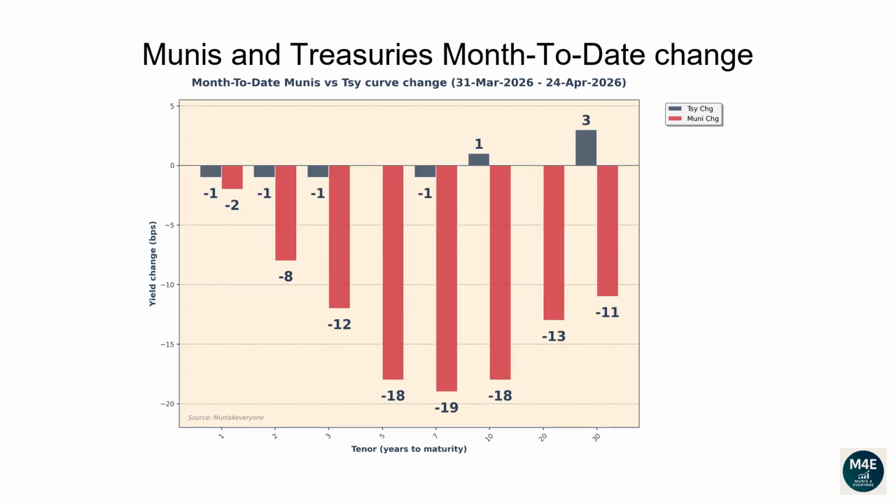This graph shows how much interest rates have changed since the end of the previous month. The current bar plot shows how Munis and Treasuries have changed since the end of March.